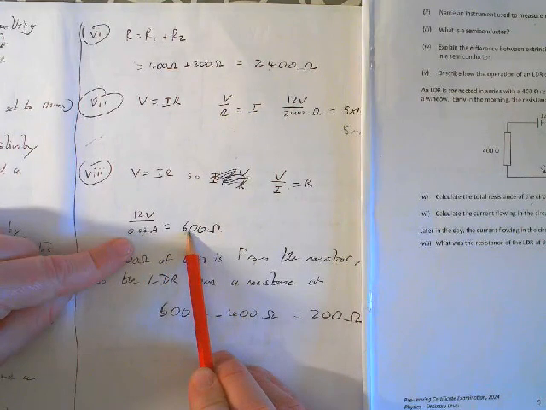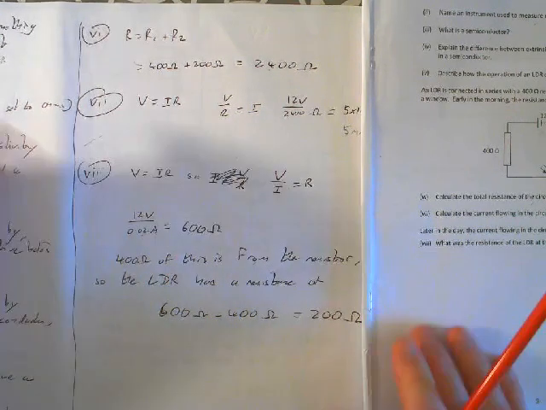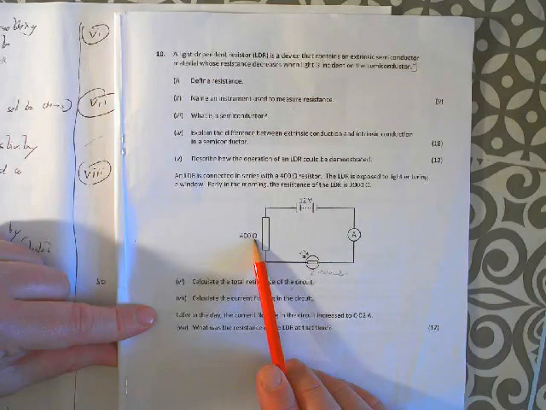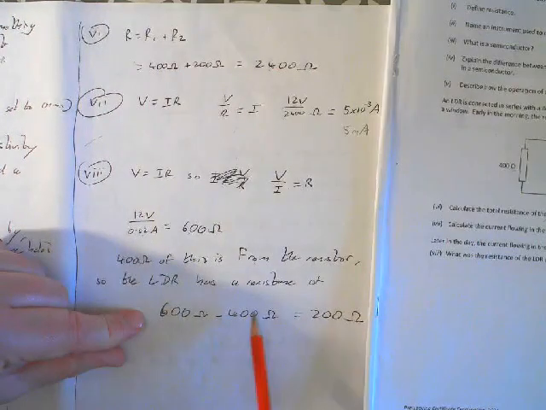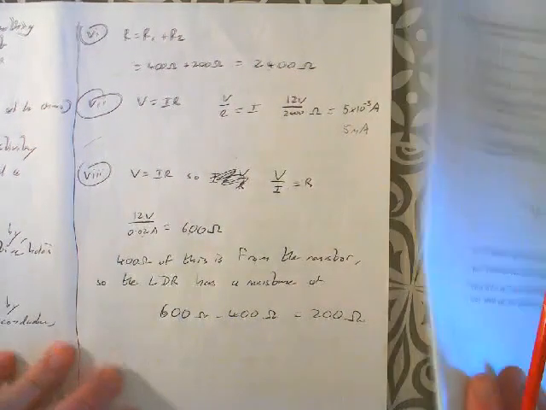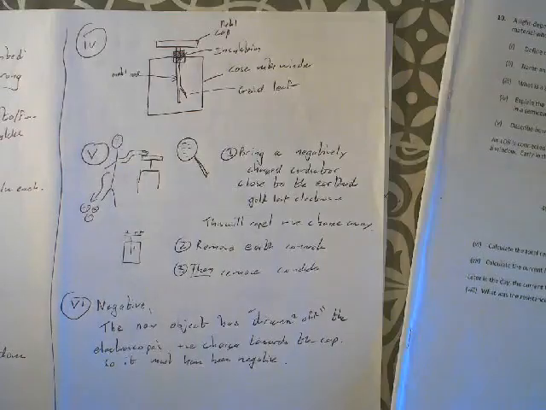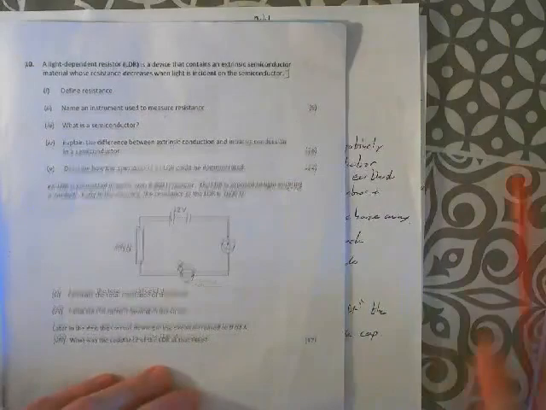So again, V = IR. Let's get the resistance. It's a voltage of 12 volts divided by the current, which they tell us is 0.02 amps. When you divide them, we find out that the resistance of the whole circuit is 600 ohms. But remember, 400 of those is from this resistor here. So that means at this point, the LDR has a resistance of 200 ohms. Okay, let's keep cracking on.